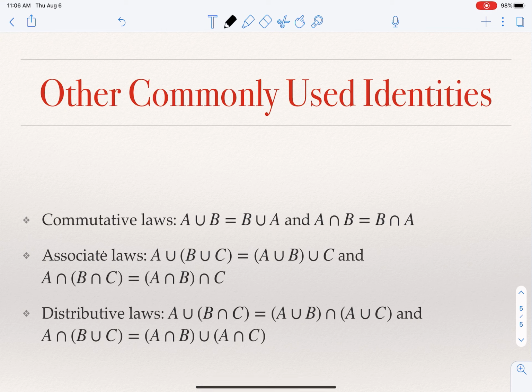There is the associative law here, that the union of A with B union C is A union B, then union C. The same thing with the intersection. Distributive as well. We can distribute across a union, and we can distribute across an intersection. These are very important identities. Again, I want to mention once more that these are not axioms. These are theorems that we can prove and establish their correctness.